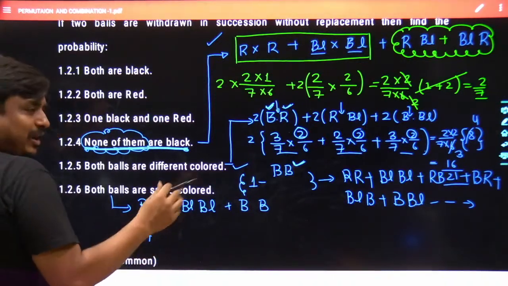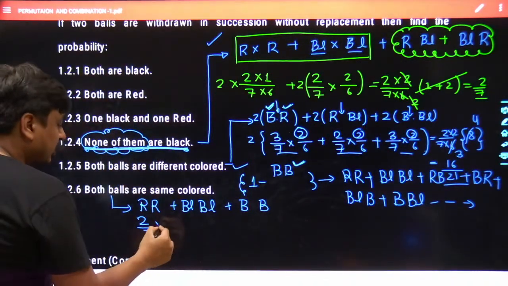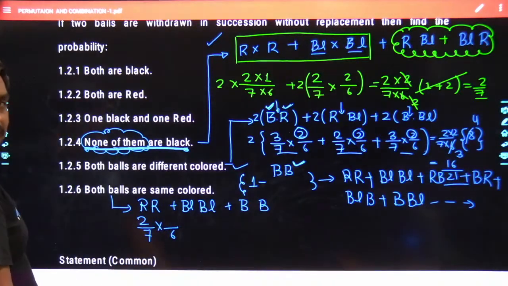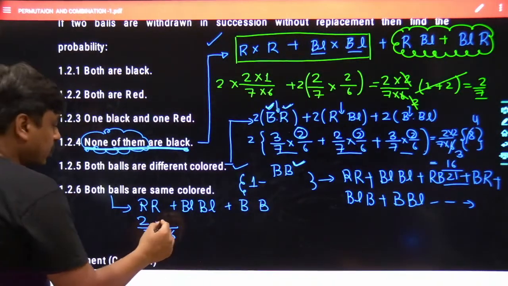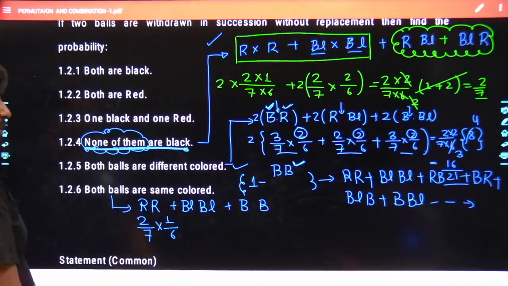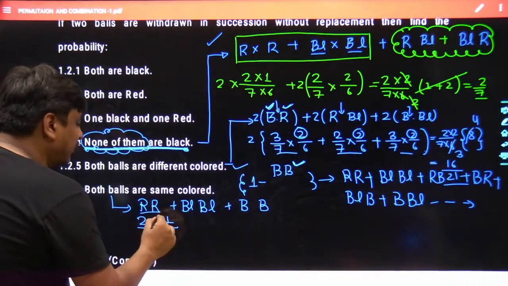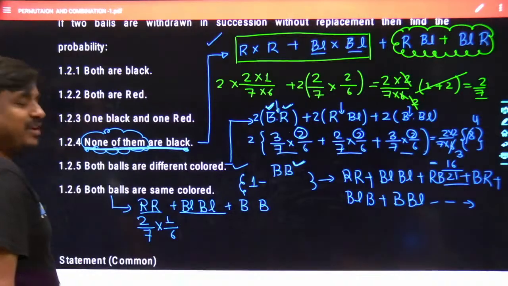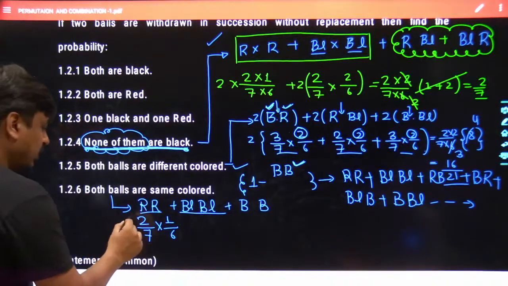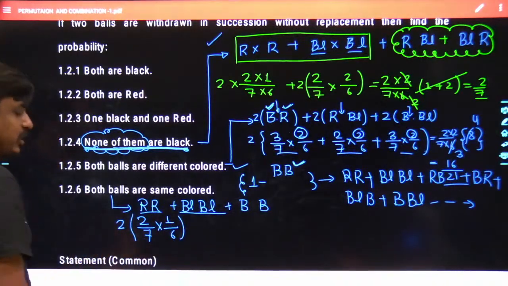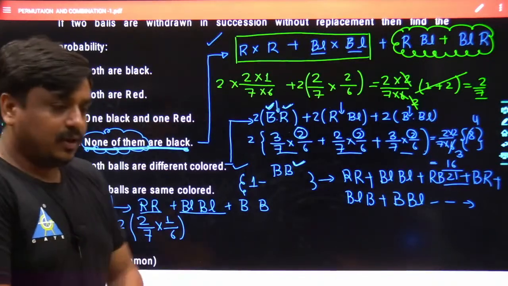Now, if that ball has been taken and discarded, the number of balls left is merely 6. And similarly, the number of red balls left has been 1. And the number of red balls we had and the number of black balls we had are pretty much the same. So obviously their worth would be the same. So the 2 would get multiplied.